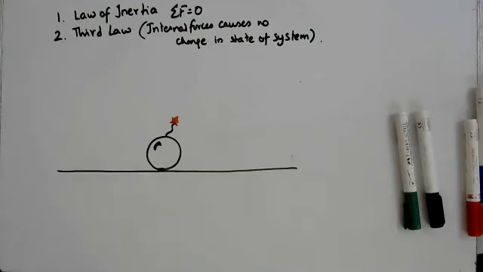In the third law, we also saw that internal forces cause no change in the state of the system. The internal forces tend to cancel each other out. One of the best examples that we can give is trying to push a car while sitting inside the car and pushing against the dashboard, right? You can immediately see that the forces being applied cancel each other out, and it cannot really produce any change in the state of the system.